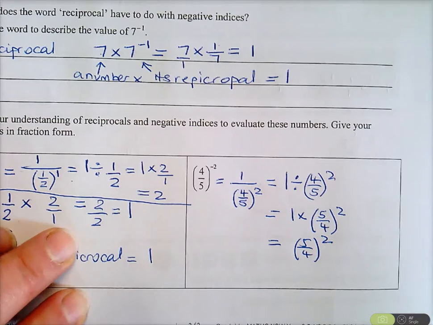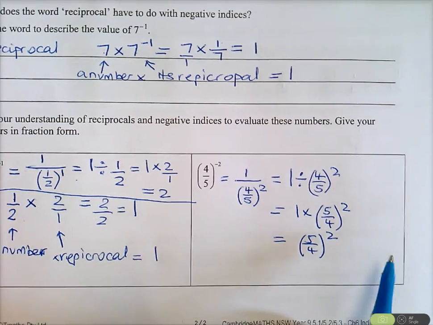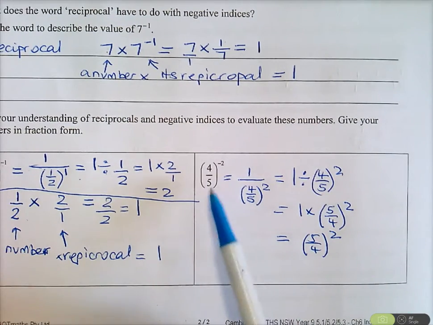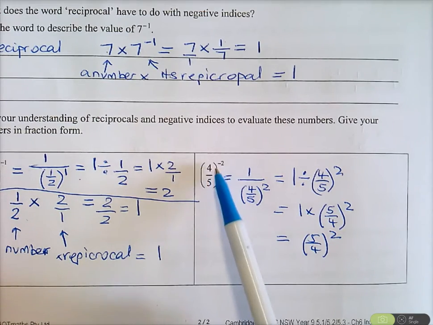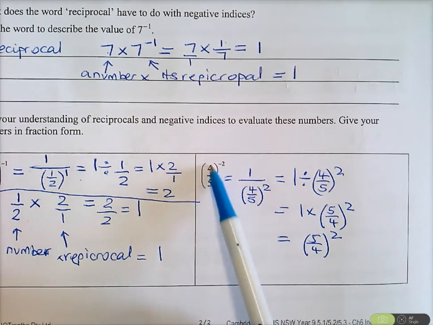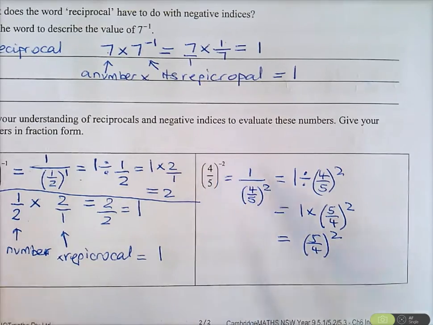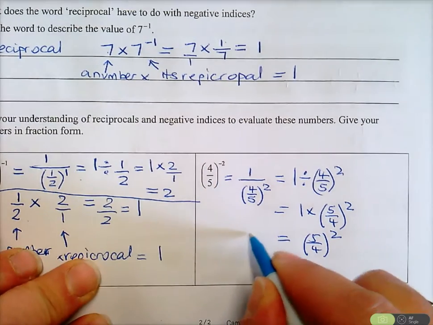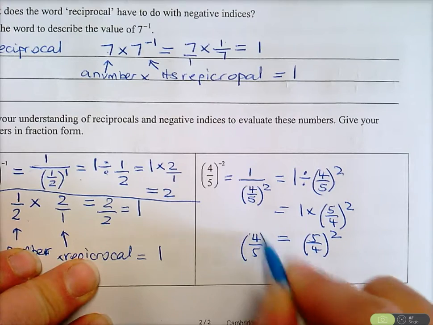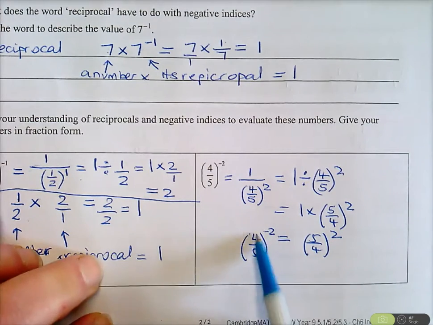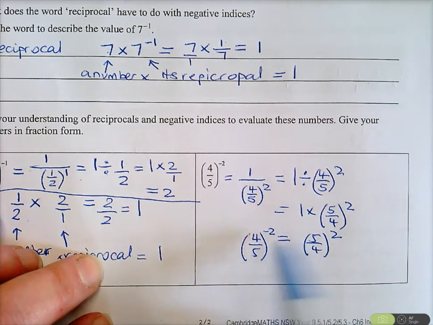So girls, what's the quick, easy way of doing this? Just say, Miss, if you see a negative, just do what? Flip that and get rid of the negative. See, two opposites. So therefore, just watch. 4 over 5 to the power of negative 2. Flip this, and then the opposite of negative 2 is positive 2.